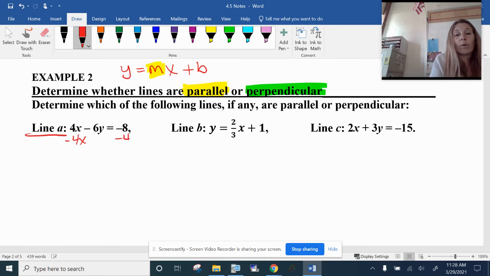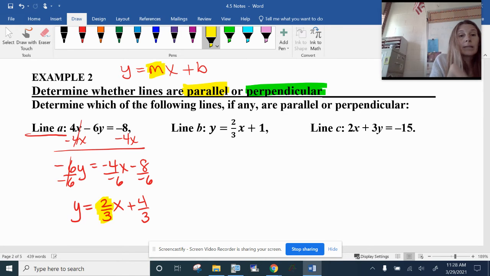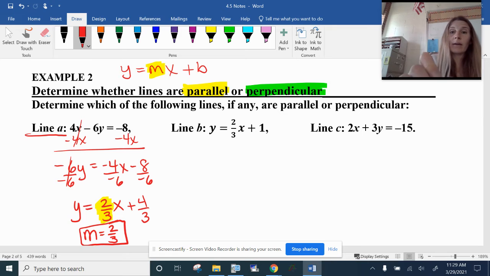So I'm going to subtract 4x from each side. That leaves me with -6y equals -4x minus 8. Then I'm going to divide everything by that -6. So I now have y equals positive 2/3 x, because -4 over -6 simplifies to 2/3, and -8 over -6 simplifies to 4 over 3. So now that I have my equation in slope-intercept form, I can see that my slope is positive 2/3. Now remember, your slope is not the x, it's just the number in front of the x.